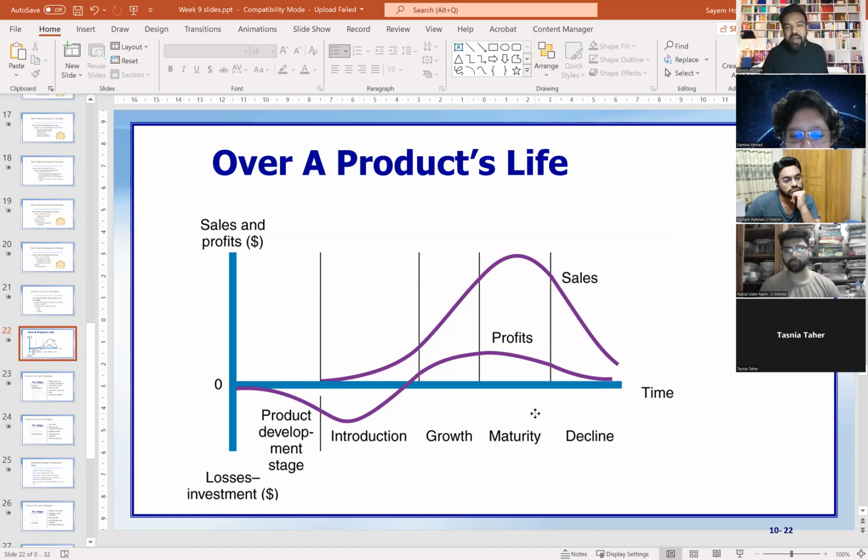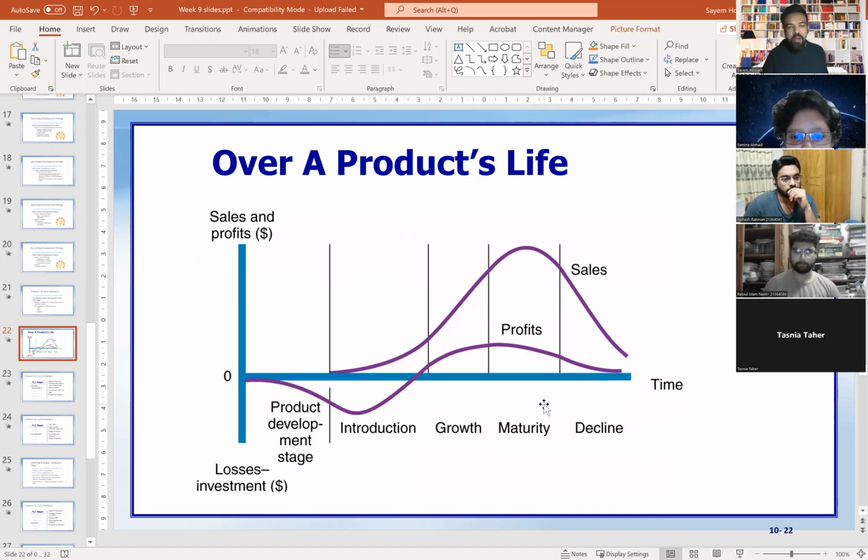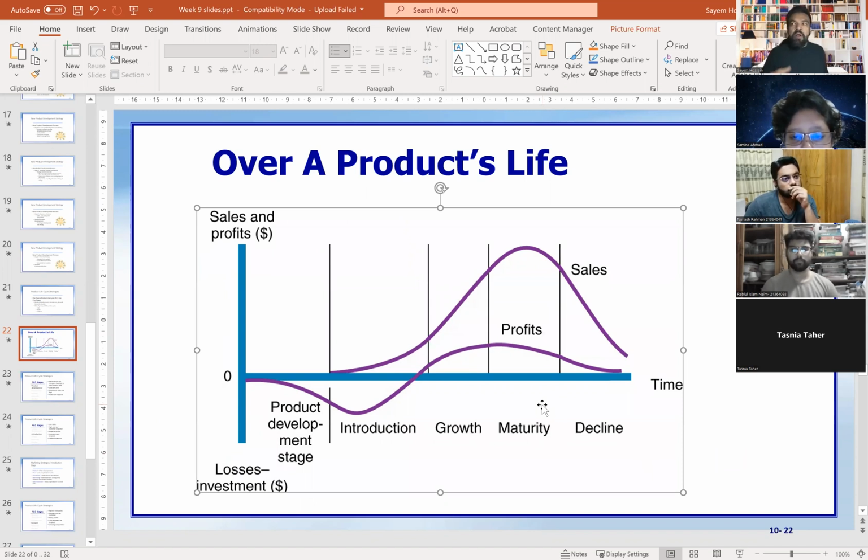Now, why are we talking about the product life cycle? Because marketers need to think about what marketing strategy or expenditure is needed for each of these different life cycle stages. Depending on the life cycle stage, you will need different types of marketing or strategy. So simply, let's talk about these and then I'll explain all the strategies as well.